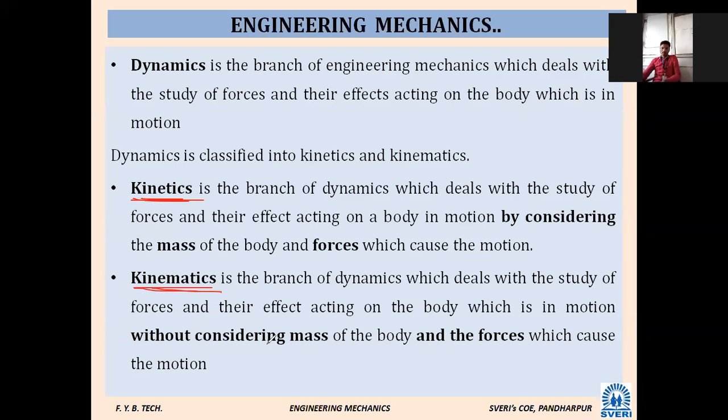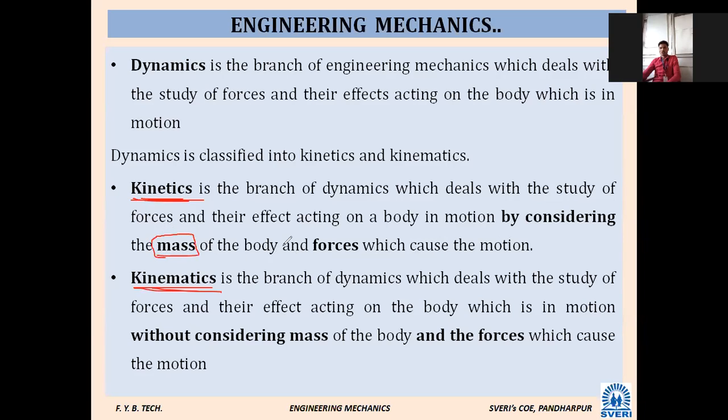So what is kinetics? It is a sub branch of what? Dynamics or statics? Dynamics. Kinetics is the branch of dynamics which deals with the study of forces and their effect acting on a body in motion, by considering the mass and the forces which cause the motion. This word is important.